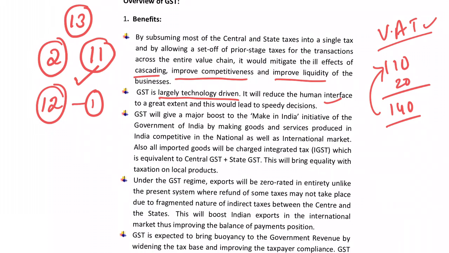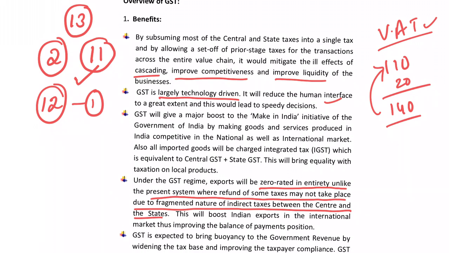Under the GST regime, exports will be zero rated in entirety, unlike the present system where refund of some taxes may not take place due to the fragmented nature of indirect taxes between the center and state. Usually, they used to say that whenever you aim at exporting certain products, for example, if I want to export to Africa, if you are paying 10 rupees as tax, I will give back 5 rupees. But this 5 rupees was not coming properly because different people were involved. The central government will say I will give you, but state governments may not give. But now that will be removed because whatever taxes you are paying, it will be in the network.